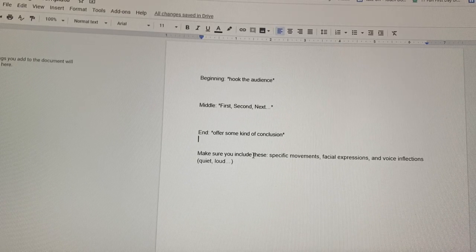And then you will be including movements like hand movements, body movements, facial expressions. Are you going to be smiling in the middle? Are you going to be frowning? And then voice inflections. Are you going to start whispering? Are you going to be shouting? Is one word going to be longer than another one? So just be as specific as you can, because you could totally use this later and then actually make your performance based off of this one that you're writing today.